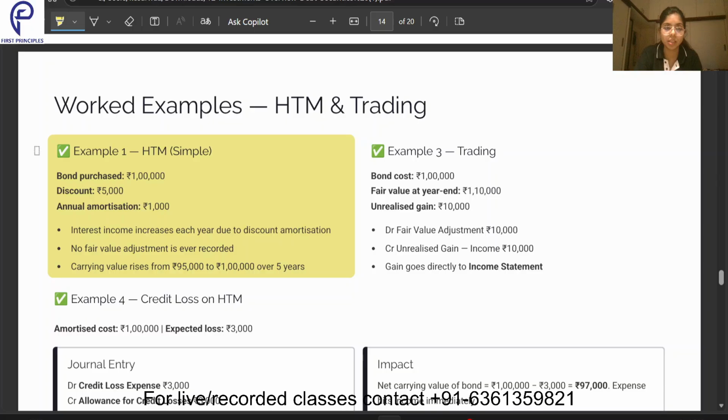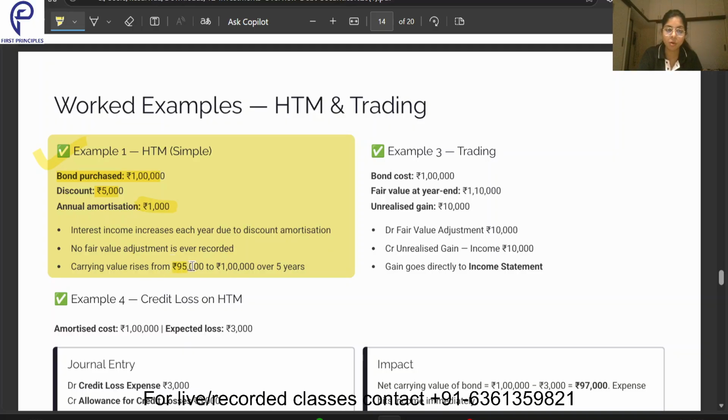First is about the held to maturity. A held to maturity bond is purchased for 1 lakh. Discount is 5,000. Annual amortization is 1,000 rupees. So the bond discount is 5,000 and the bond is purchased for 1 lakh. The interest income increases each year due to discount amortization. Whenever we have discount amortization, what does that mean?